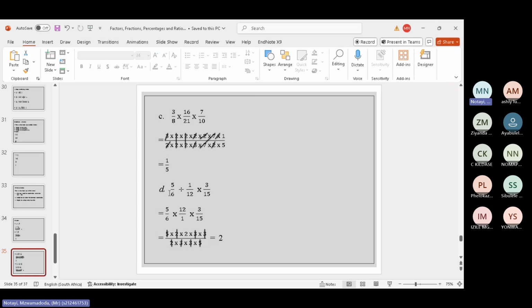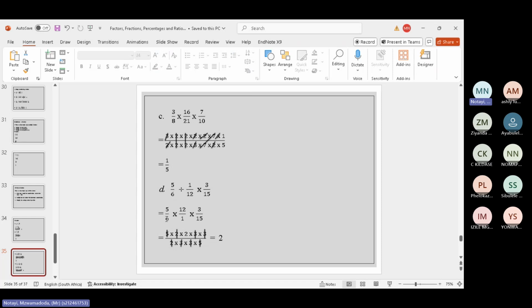Okay, D: 5 divided by 6, all divided by 1 over 12, sorry, multiplied by 3 divided by 15. So the operations here are division and multiplication. So we operate from left to right. That is, we start with the division and then deal with the multiplication later. Let's start with division.